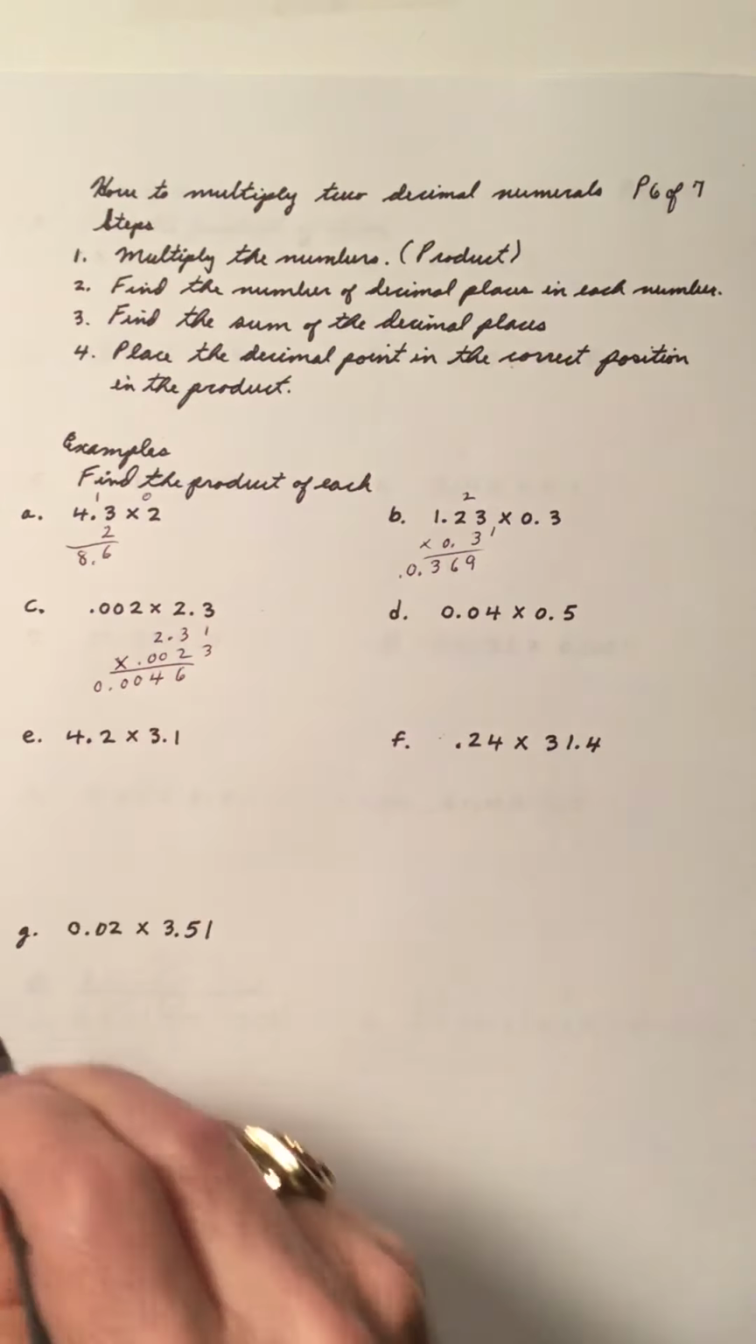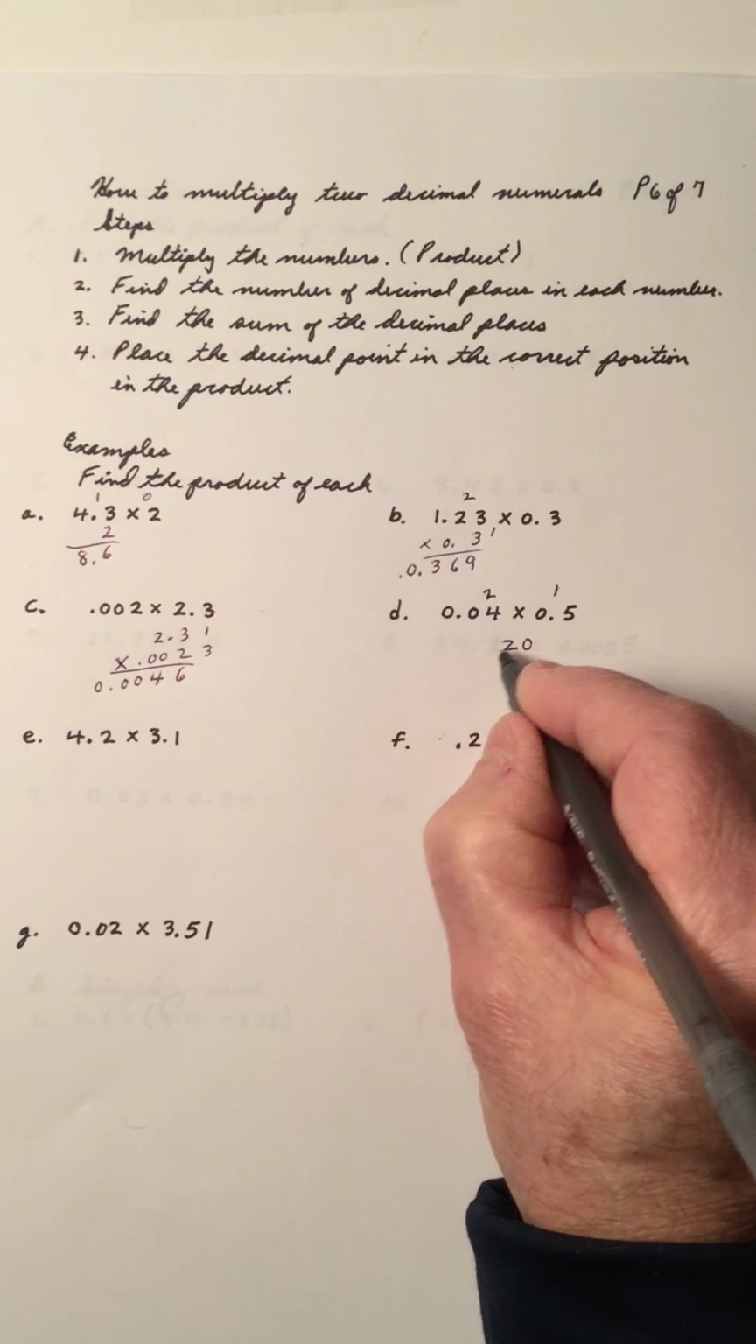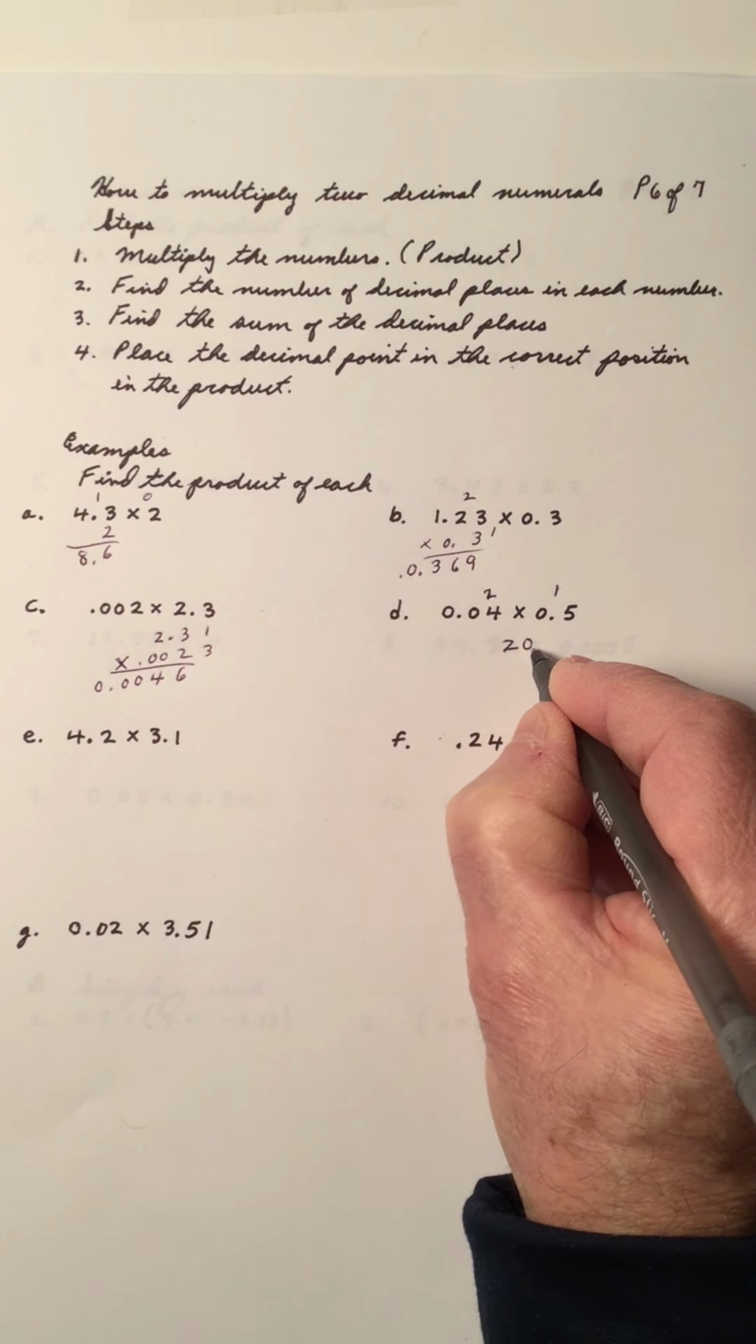And 4 times 5 makes 20, so we can do that. And we have 1 decimal place there. We have 2 decimal places there, 1 there. That's 3 altogether. So start there: 1, 2, 1 more.